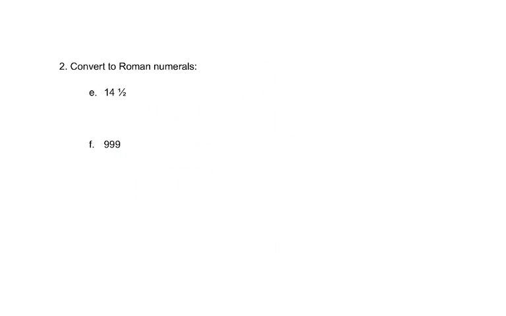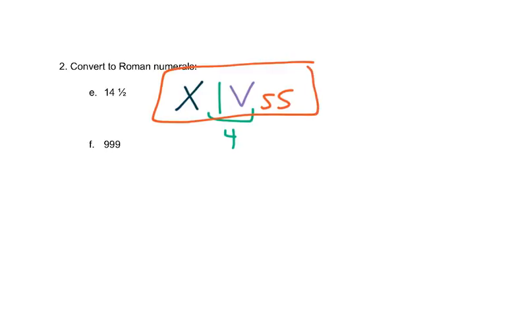So let's look at 14 and a half. So the closest we can get to 14 with a single letter is 10. And now we need 4 more, but the closest we can get to 4 is a 5. But we don't want 5, we want 4, which is 1 less than that. So we'll put the I in front of the V to give us 4. And then we want a half, which is that SS on the end. So here's 14 and a half.